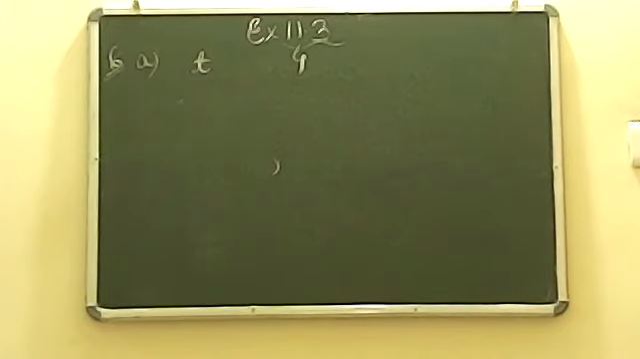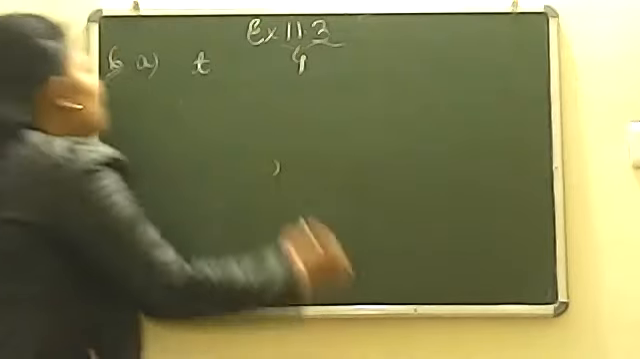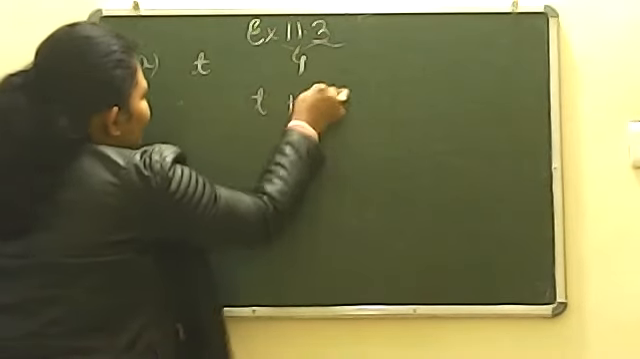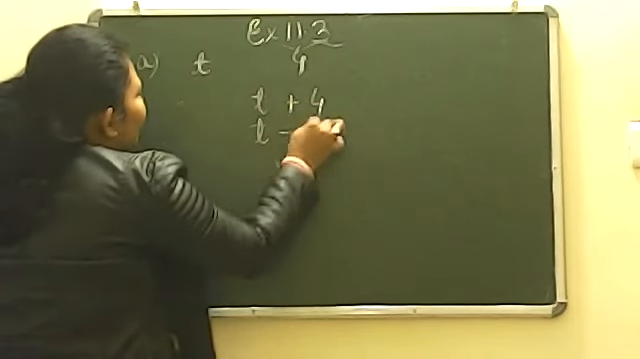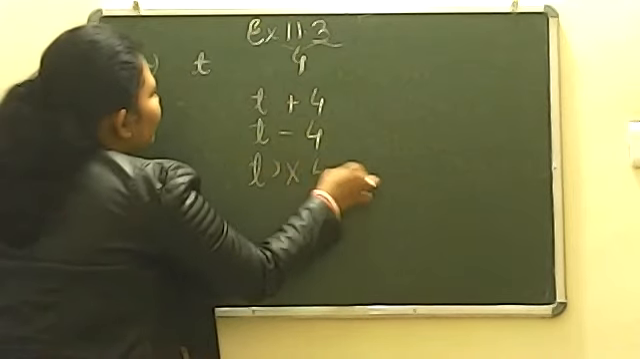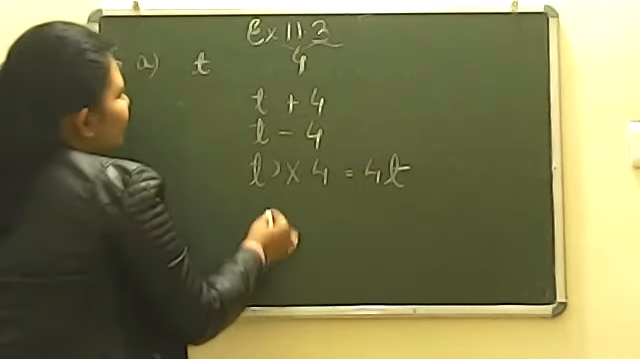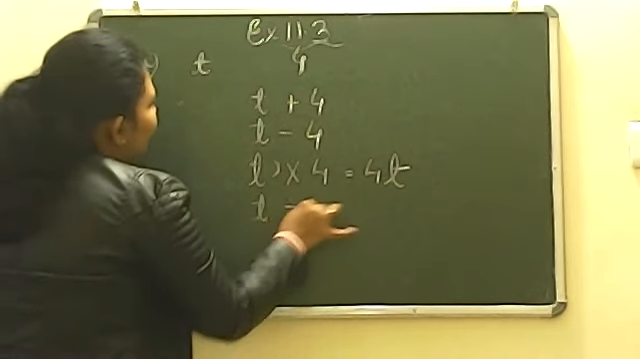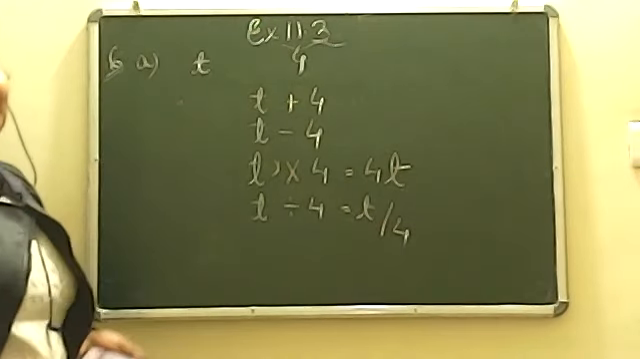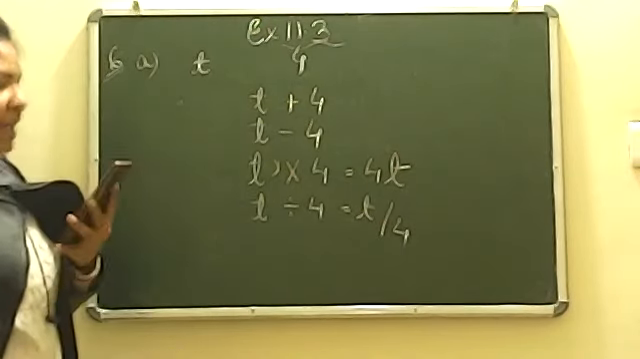Question number 6 is you have to use t and 4 and you have to create expressions by using one operation at a time. Okay, so we have two things, t and 4. So the first expression can be t plus 4, the second expression can be t minus 4, the third expression can be t into 4, which will give you 4t, and the next expression can be t divided by 4, which will give you t upon 4. So these are the expressions which we can make by using t and 4.